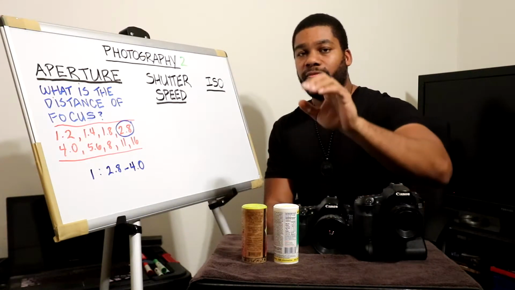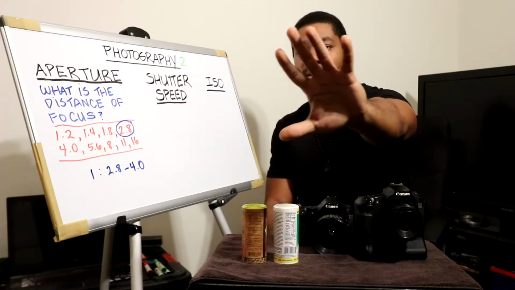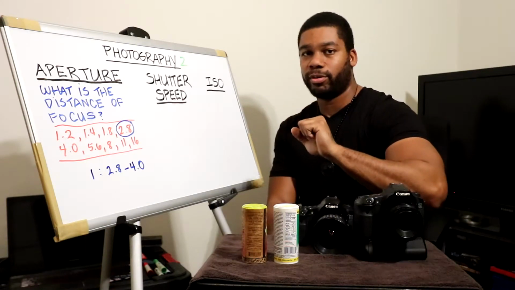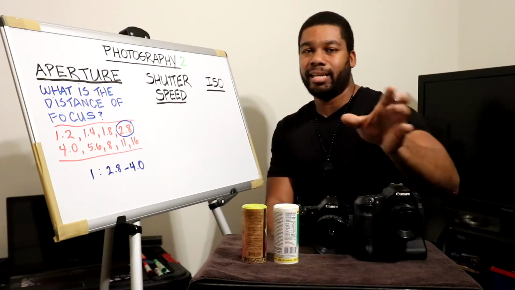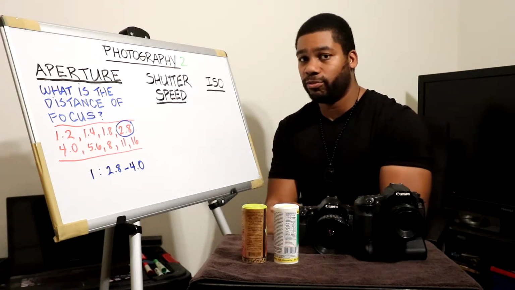But if I move my hand further away, the things around it are in a little bit more focus when I look at my hand again. The things behind it are a little out of focus, but more of it can be seen, more of it's in focus. Again, we're talking about aperture. What is the distance of focus?